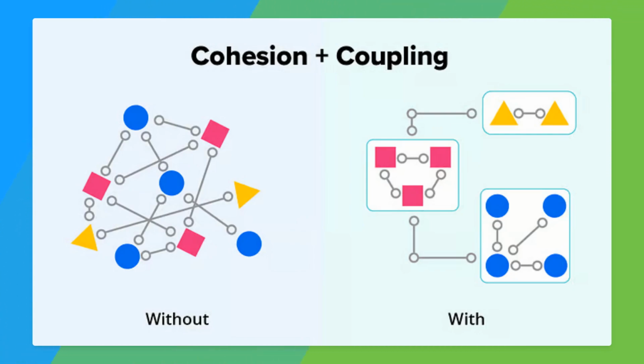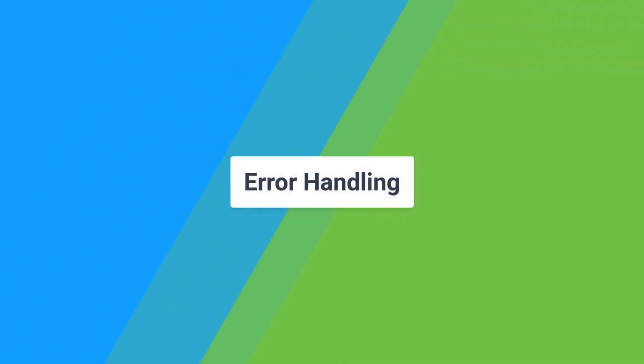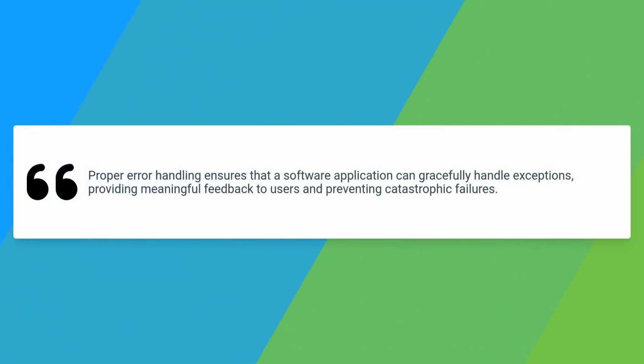Error handling is a critical aspect of software development that involves managing and responding to unexpected situations or errors during the execution of a program. Proper error handling ensures that a software application can gracefully handle exceptions, providing meaningful feedback to users and preventing catastrophic failures. Effective error handling involves anticipating potential issues, identifying error points, and implementing strategies to manage and recover from errors.